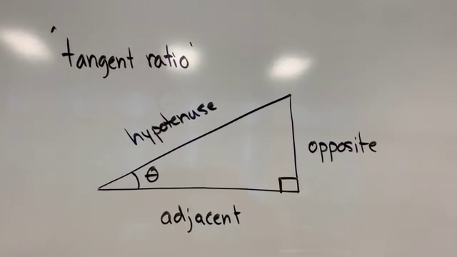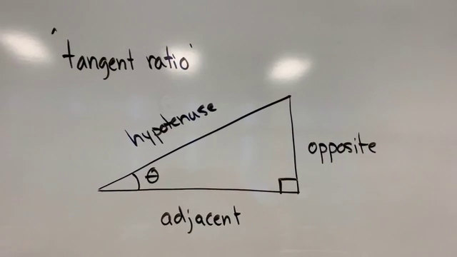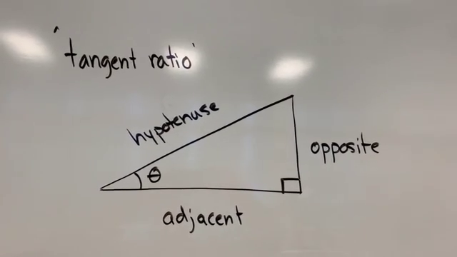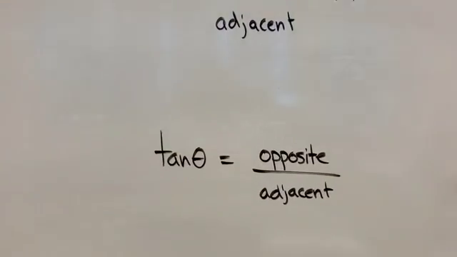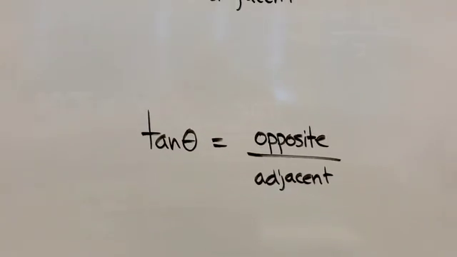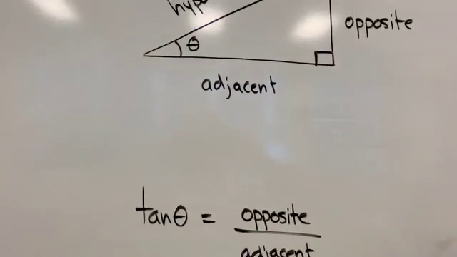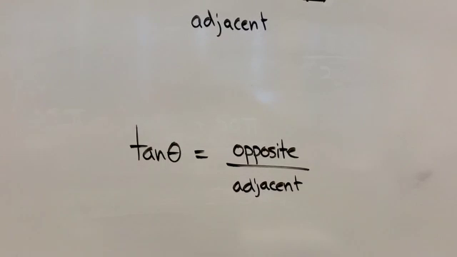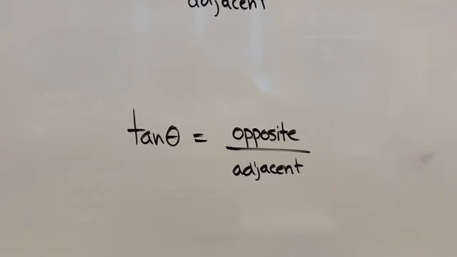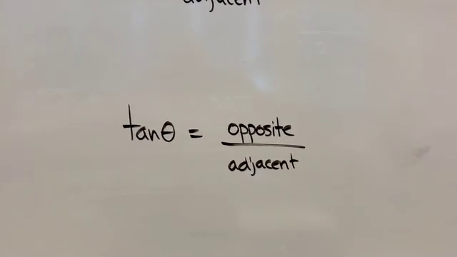And the tangent ratio, which is what we're going to use a whole bunch today in lesson 2.1, is specifically if you take the opposite side and divide by the adjacent side. So it's just a ratio of how big the opposite is compared to the adjacent. So in our next example, we'll start solving some triangles using the tangent ratio.